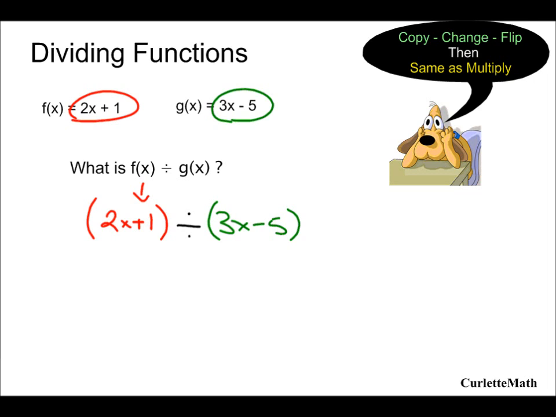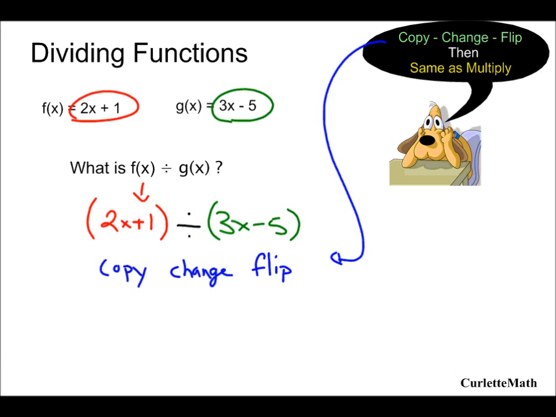Now, we have to follow what it says here of our copy, change, flip. What I mean by change is change goes from division to multiplication. So we need to copy the 2x plus 1, and we need to flip. Now what I mean by flip is we take our 3x minus 5, and we have to take it to this opposite location, which used to be over 1. So now that's going to go down to the denominator. So 3x minus 5 is going to be in the denominator, and 1 is going to be in the numerator.